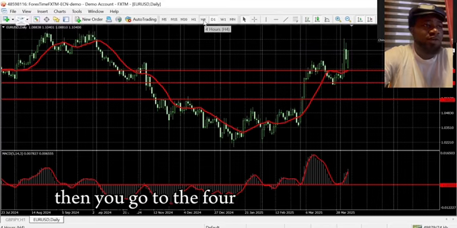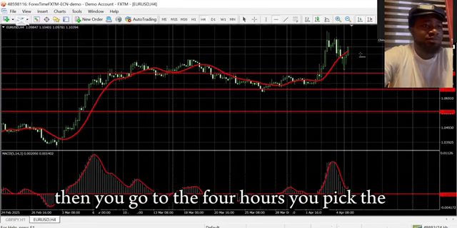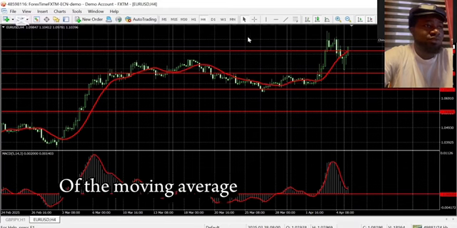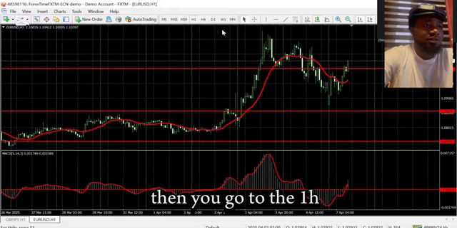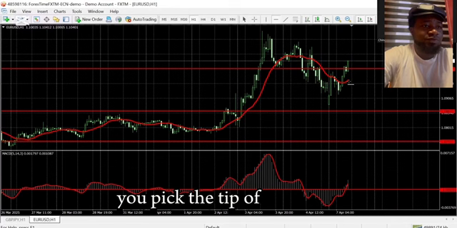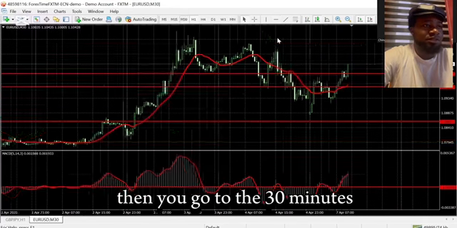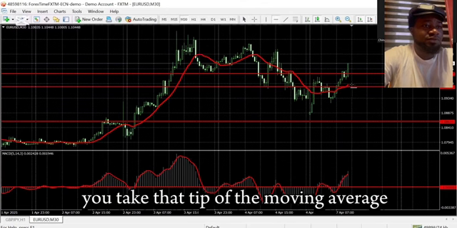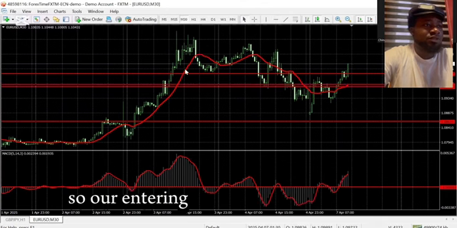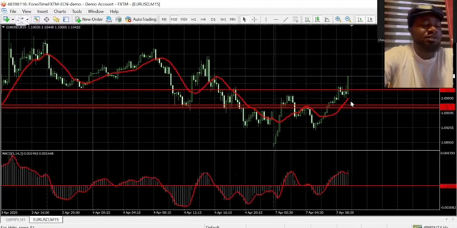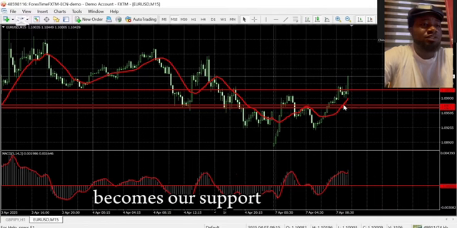Then you go to the 4 hours and pick the tip of the moving average with your horizontal line. Then the 1 hour, you pick the tip of the moving average. Then the 30 minutes, you pick the tip of the moving average. Our entry point is on the 15 minutes, so you don't pick the tip of the moving average on the 15 minutes. All these lines we drew now become our support and resistance lines.